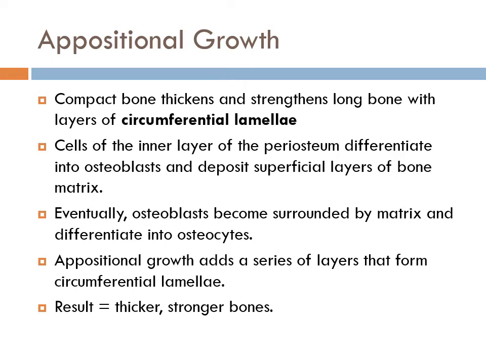Appositional growth is where bones grow thicker and stronger by adding layers of those circumferential lamellae around the outside of the bone. Cells of the inner layer of the periosteum are going to differentiate into osteoblasts and create those additional circumferential lamellae. So osteoblasts are going to build bone and make the bone grow thicker, and that is appositional growth. Eventually, those osteoblasts are going to surround themselves in bone, at which time they're going to differentiate into osteoclasts. And the result of appositional growth is thicker, stronger bones.